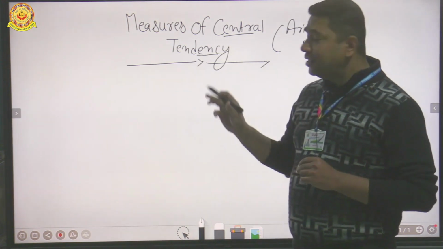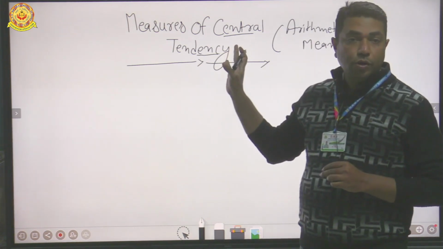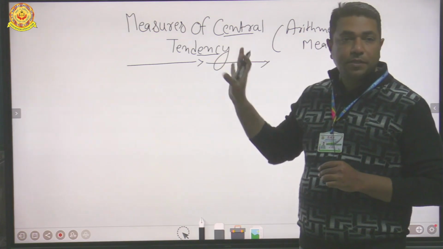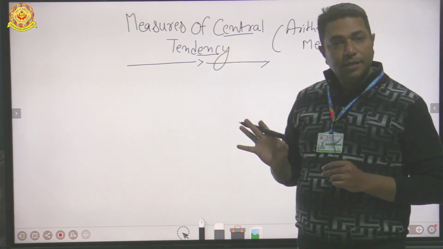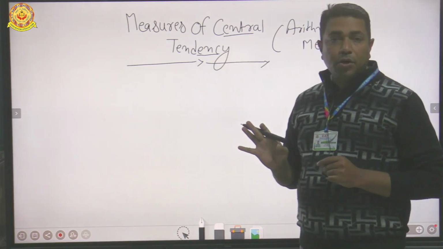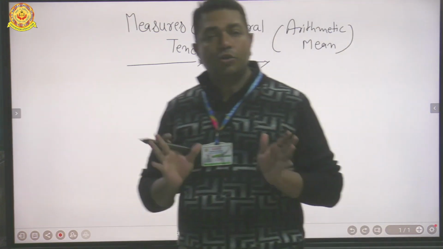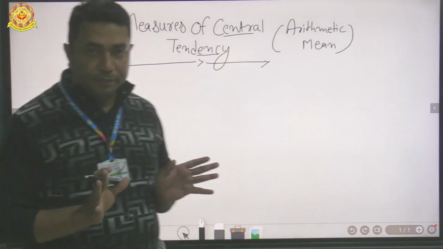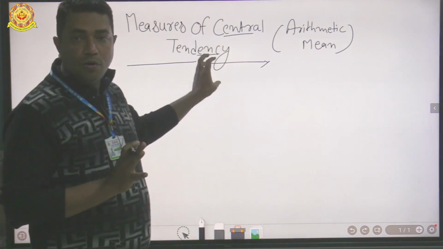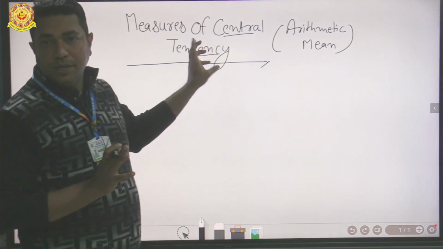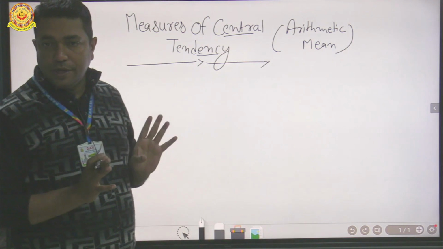Central tendency means the central value or the representative value which represents all the items of the series. It is very hard for an economist to remember each and every data item. So this central value or representative value is the one value which represents all the data.